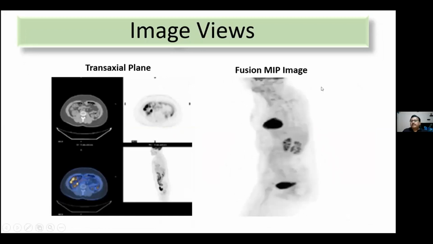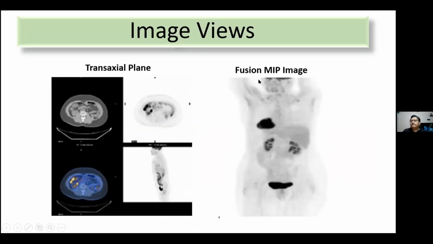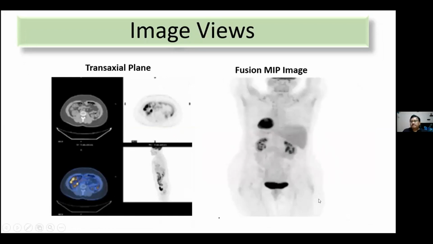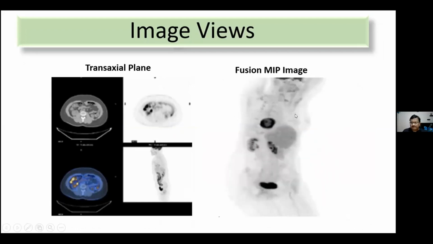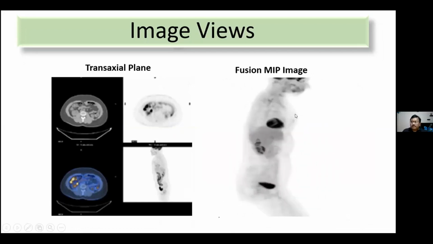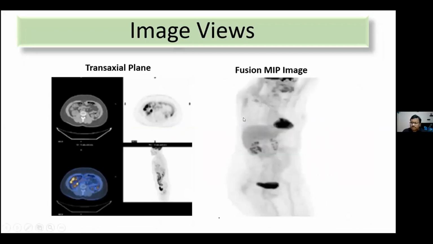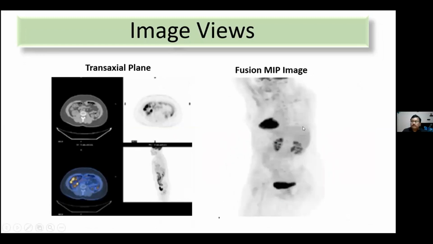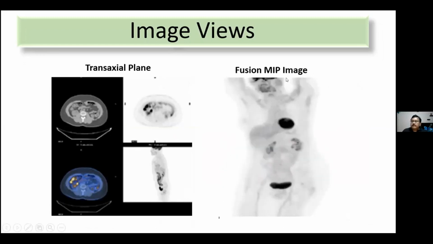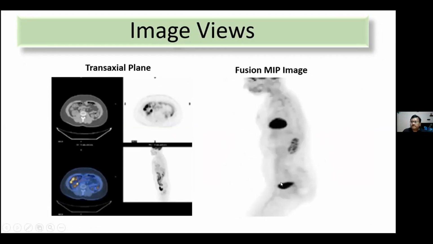One important image is the fusion MIP image. This is the fusion MIP image, which we get as a revolving image, and that is the maximum intensity projection image in PET. That gives us a very good idea of where the abnormal lesions or abnormal radioactivity are located in the whole body. This is a normal image, so we are seeing activity. We are not seeing the brain, but we are seeing the myocardium, the kidneys, and the bladder. So this is a normal image.